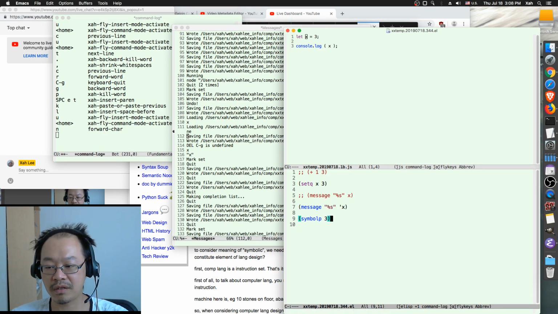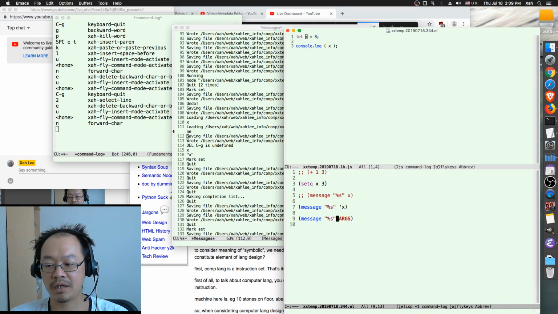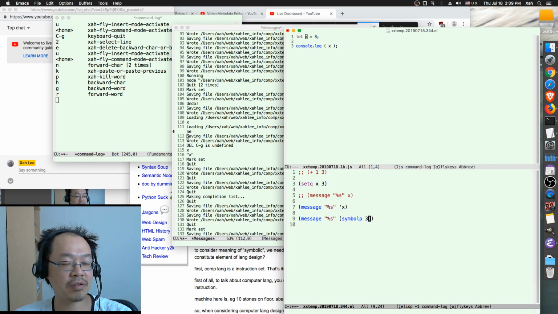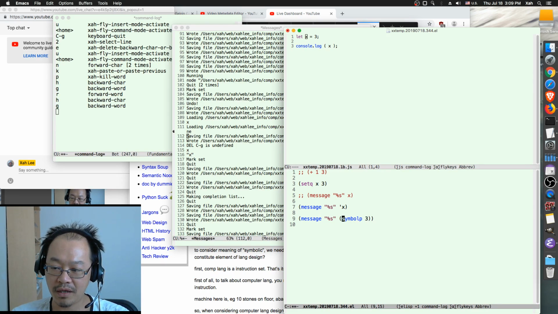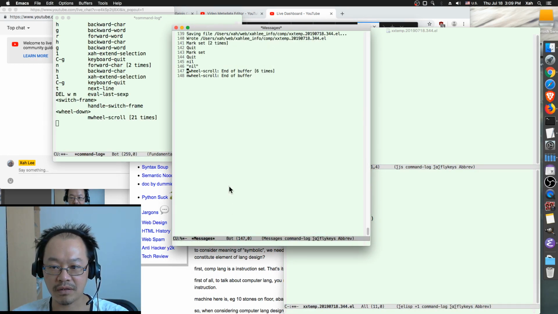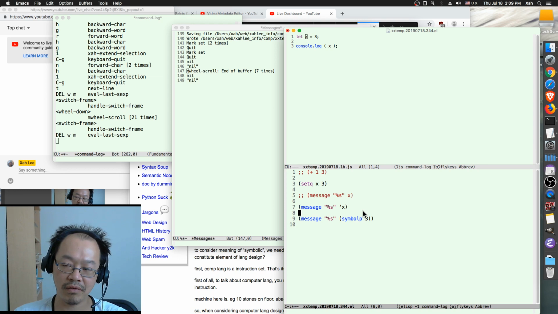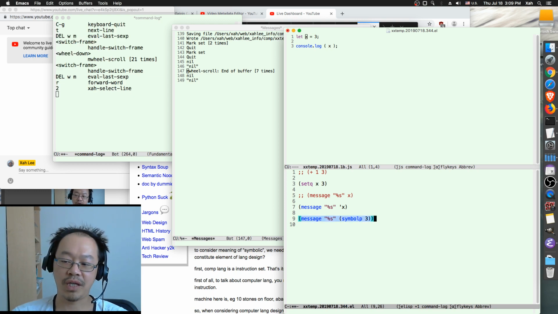Let's say 3. Let's do this. Message, then we print symbol 3. That tells you whether Emacs Lisp considers this thing a symbol. Let's evaluate that. Nil. You see the result there. It says nil. Nil means false. So this 3 is not a symbol.